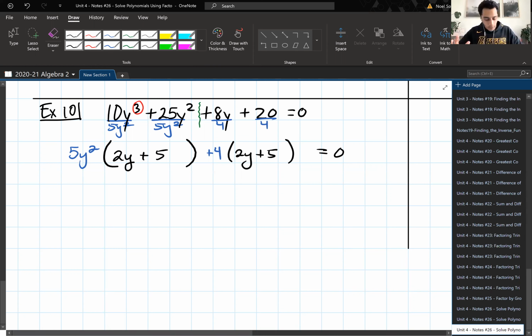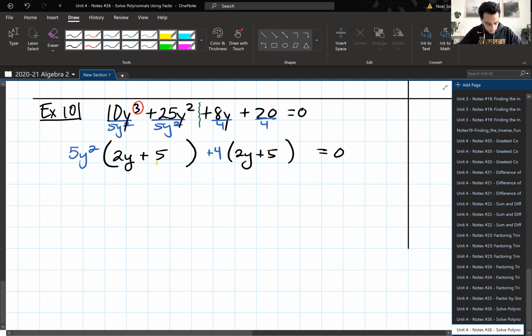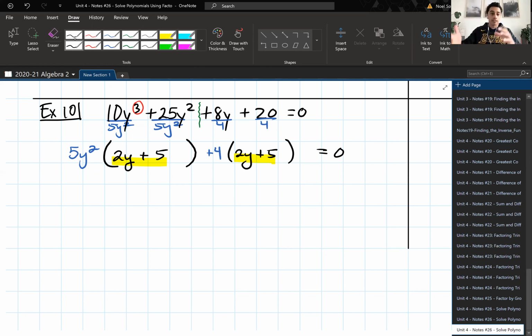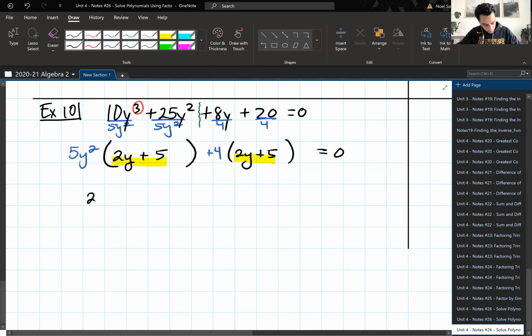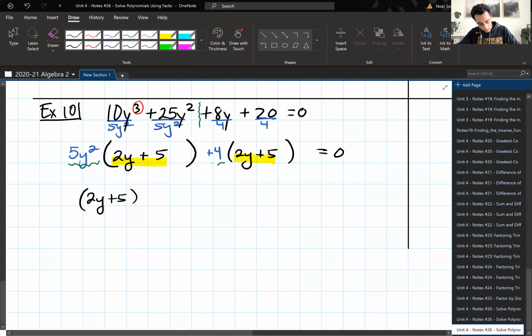How do we know we're on the right track when it comes to grouping? Yeah, the inside of those parentheses are equal, right? So that tells us that there's still one more GCF left to be pulled out of this. All right, so that new GCF is 2y plus 5, right? That's what they both have in common. So when we do this one more time, it becomes 2y plus 5. And the leftovers, right? We have leftovers, 5y squared and positive 4. They become the terms of the other factor.